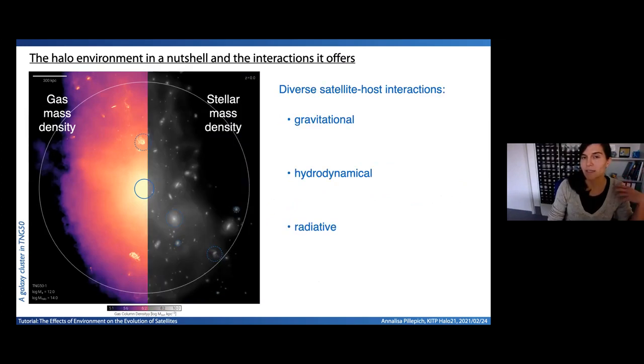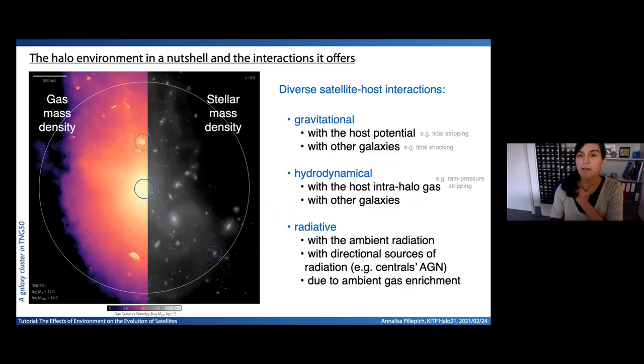And so this immediately suggests that when we think about satellite-host interactions, we should group them in 3 categories: gravitational, hydrodynamical, and let's call it radiative. So gravitational, let's say interaction with the host potential, like tidal stripping, or with other galaxies, say tidal shocking. Hydrodynamical with the host intra-halo gas, like ram pressure stripping, or with other galaxies.